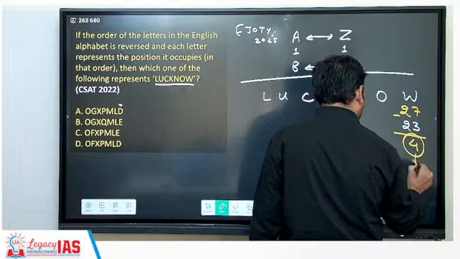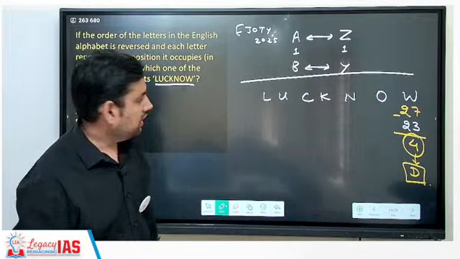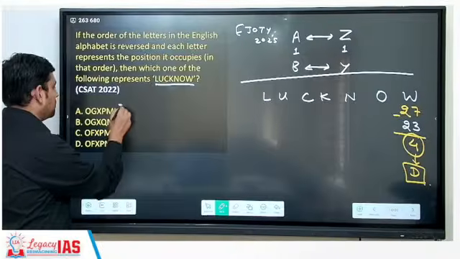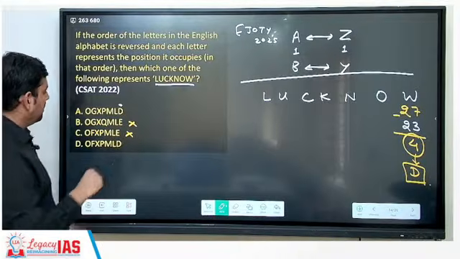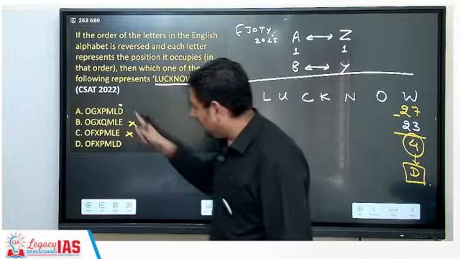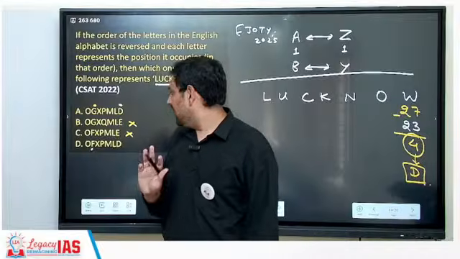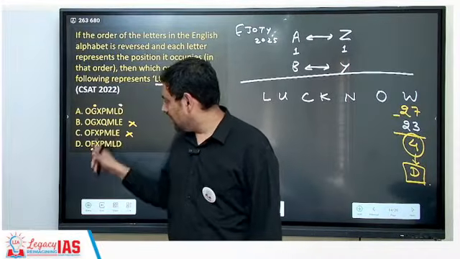4 means which letter? D. Only from the forward direction we are looking. So the last letter has to be D. This is gone, this is gone. Only A and D are the possibilities now. Now, in A and D, which one should I look at? You can clearly see, if I see the second letter, I can get to the answer. G here and F here.